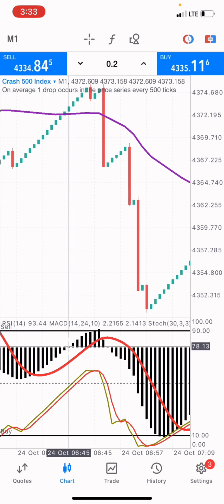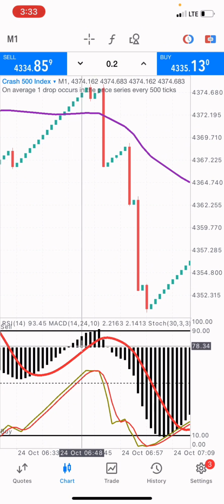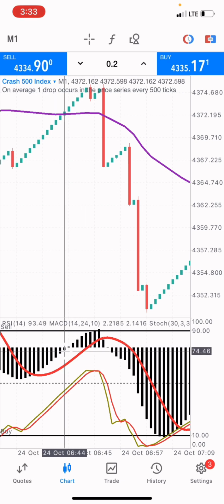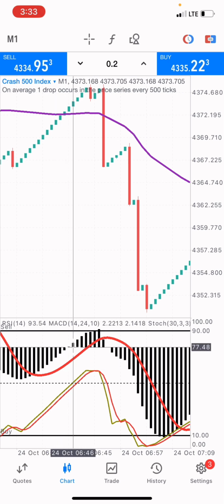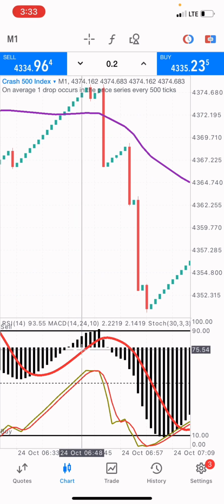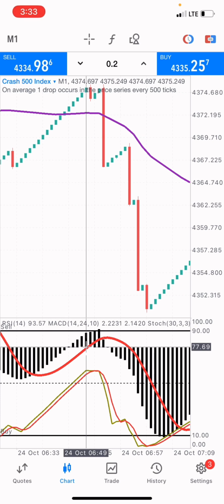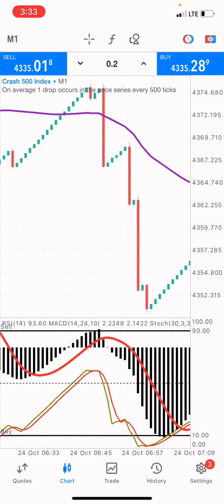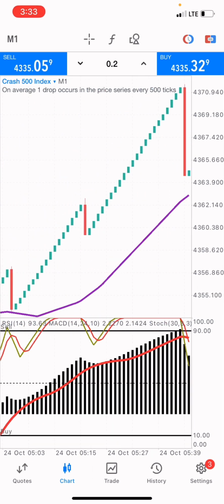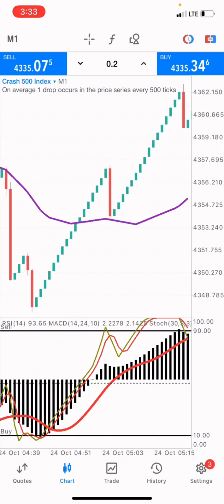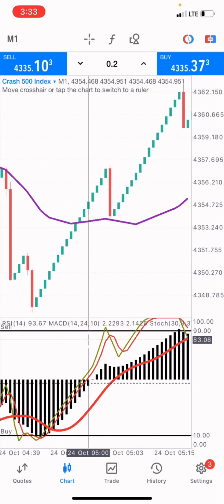1, 2, 3, 4, 5. You can see how accurate it is. This is an upward trend. 1, 2, 3, 4, 5. There was a spike after the 5th one. So you see why it's good to always take 5 successful candlesticks for each entry, so that you'll be able to grow that smaller account.